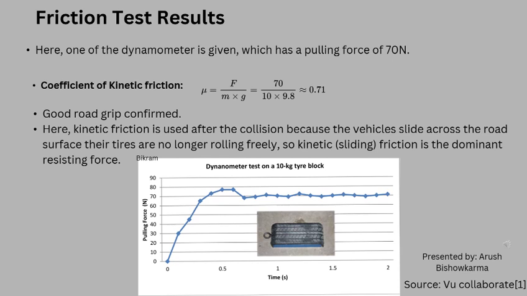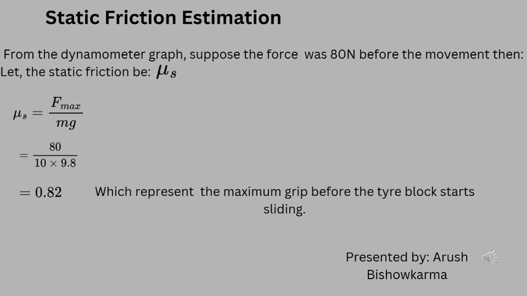After the crash, since both cars were sliding rather than rolling, kinetic friction was the main resisting force. In the static friction test, before the block began sliding, the maximum static friction force was around 80 newtons, slightly higher than kinetic friction. This shows the maximum grip point just before motion begins. After that, friction drops to the kinetic value of 0.71.